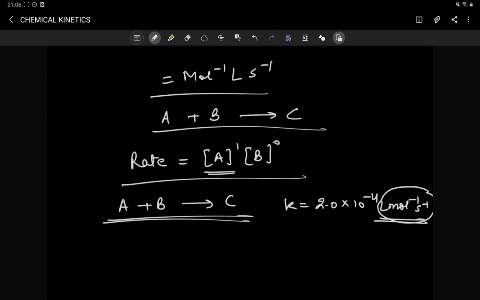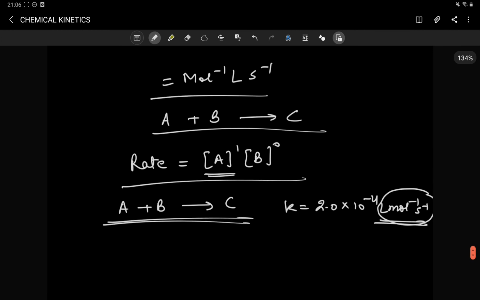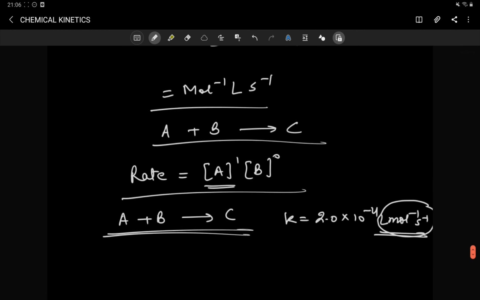So that is how we can determine the order of reaction. If these kinds of hints are given to us, either the rate law or the value of K, then we can predict the order of reaction.